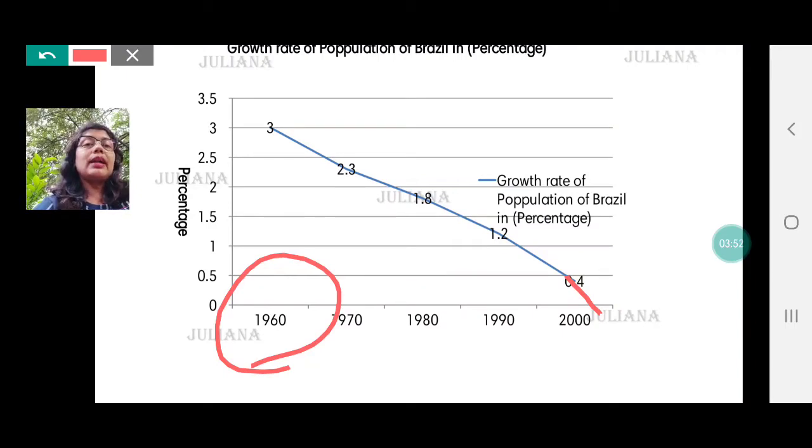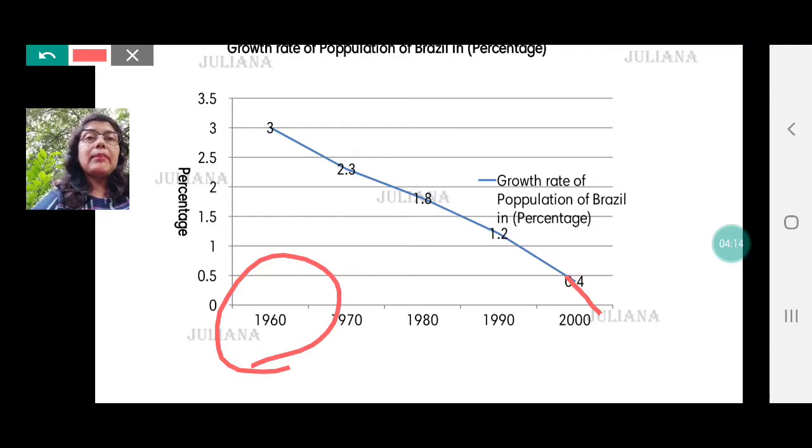Also, at the same time, we need to keep in mind the death rate. We know that Brazil, if you remember the age and sex pyramid that we studied, the number of children in the age group of 0 to 15 is very less compared to India. On the other hand, the age group from 80 onwards, or 75 to 90, 100 is much higher.